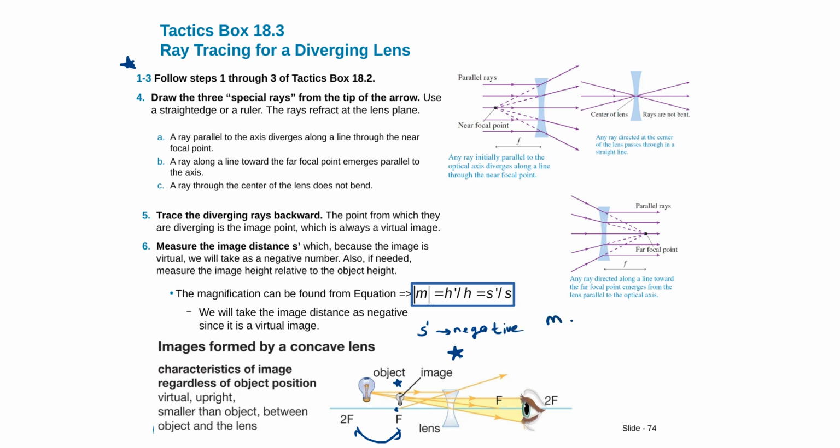And when I put that in the magnification, minus S prime over S, I'm going to have a positive value for the magnification. For magnification, we can also look at the absolute value. It tells us how much larger or smaller the image is than the object. So H prime over H or S prime over S can be used to find the magnification.